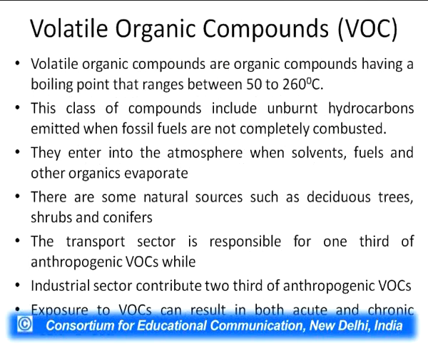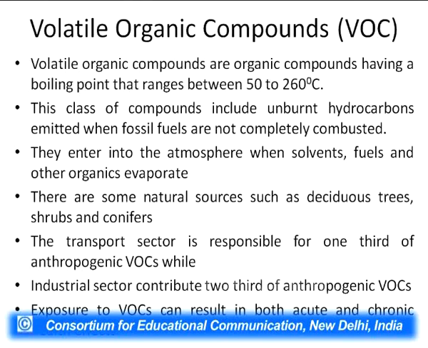The next one is VOCs, known as volatile organic compounds. Volatile organic compounds are organic compounds having a boiling point that can range between 50 to 260 degrees centigrade. This class of compounds includes unburnt hydrocarbons emitted when fossil fuels are not completely combusted. They enter into the atmosphere when solvents, fuels, and other organics evaporate.